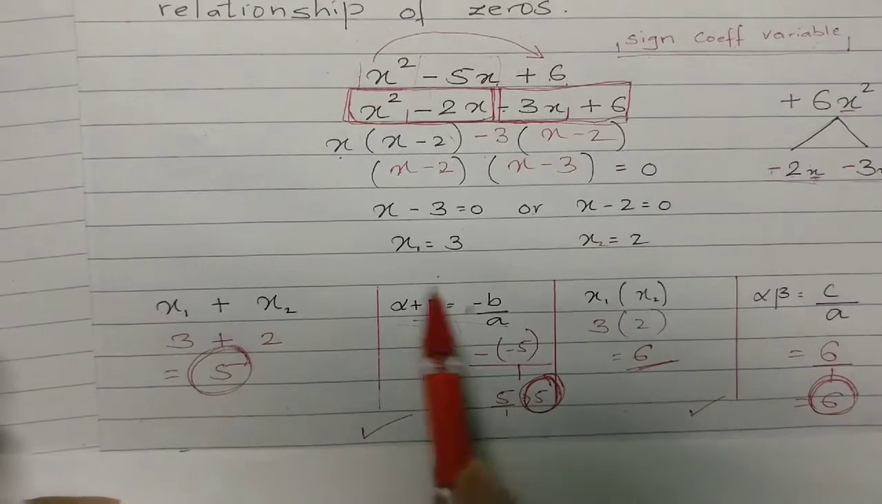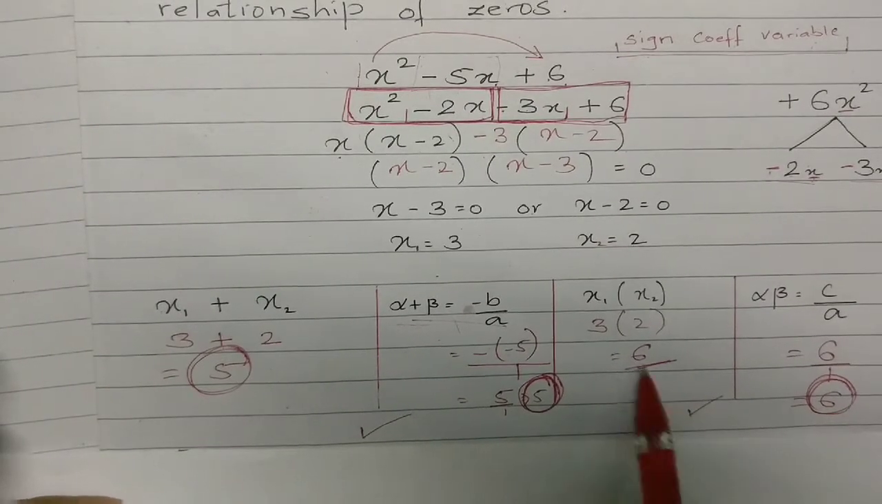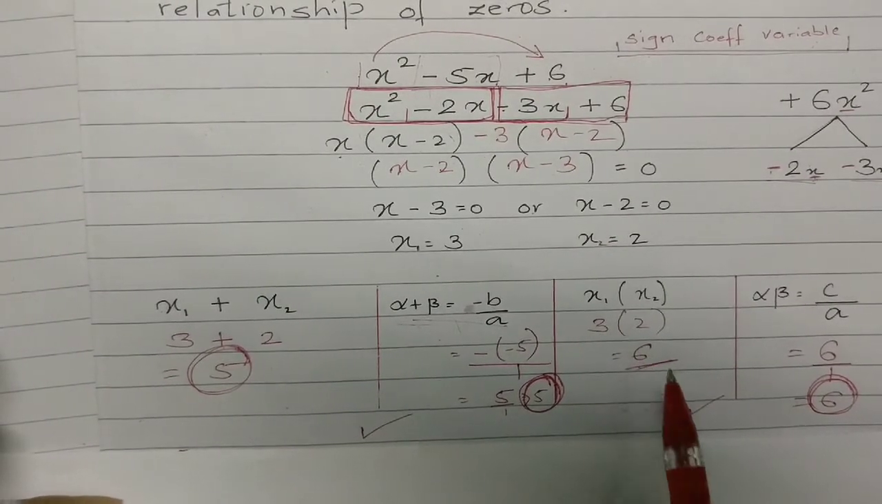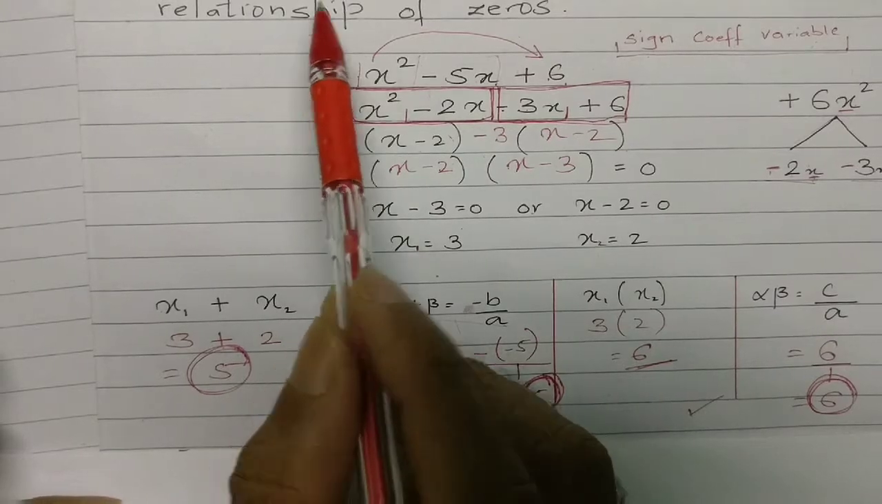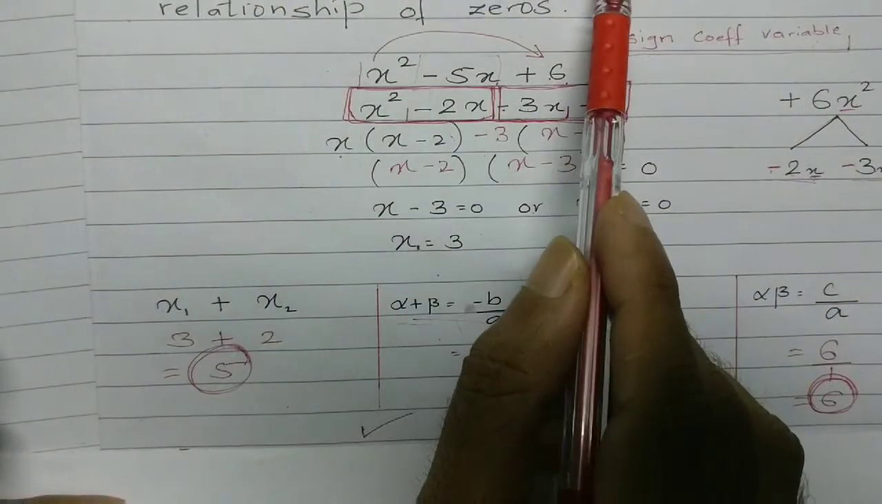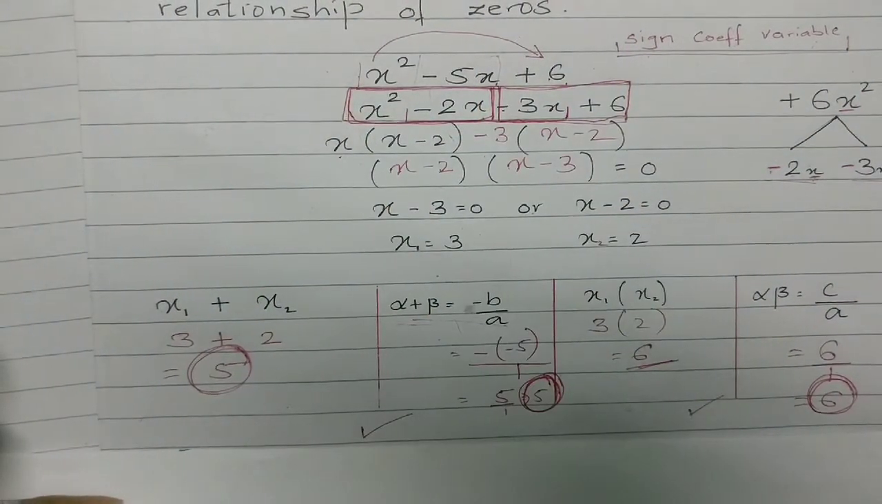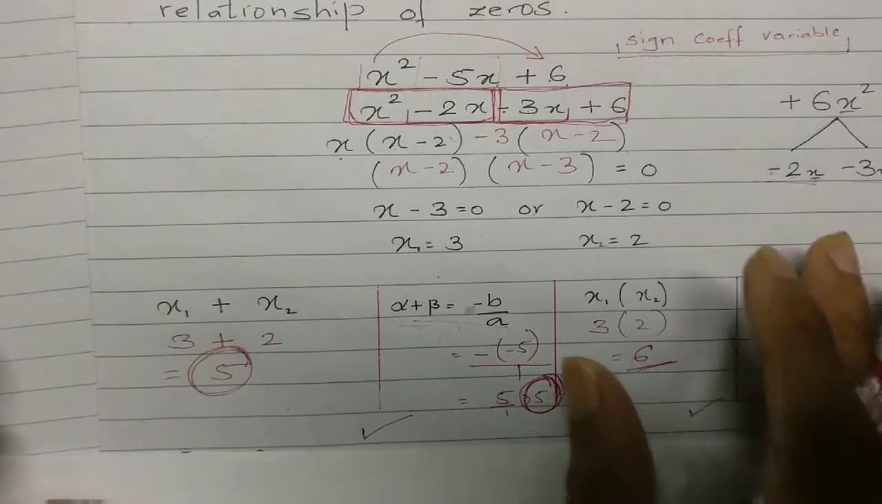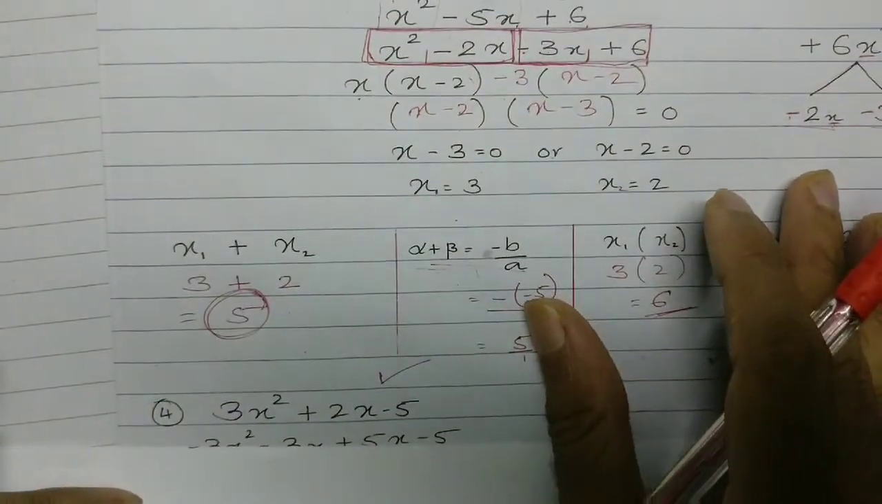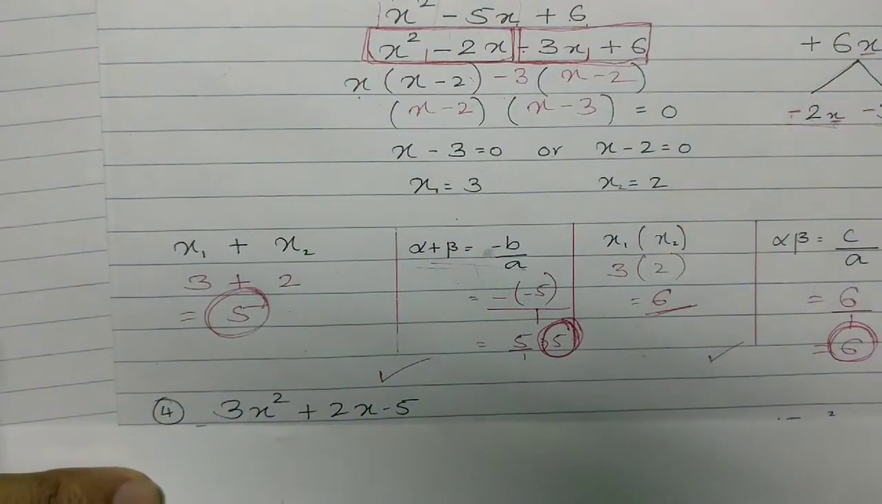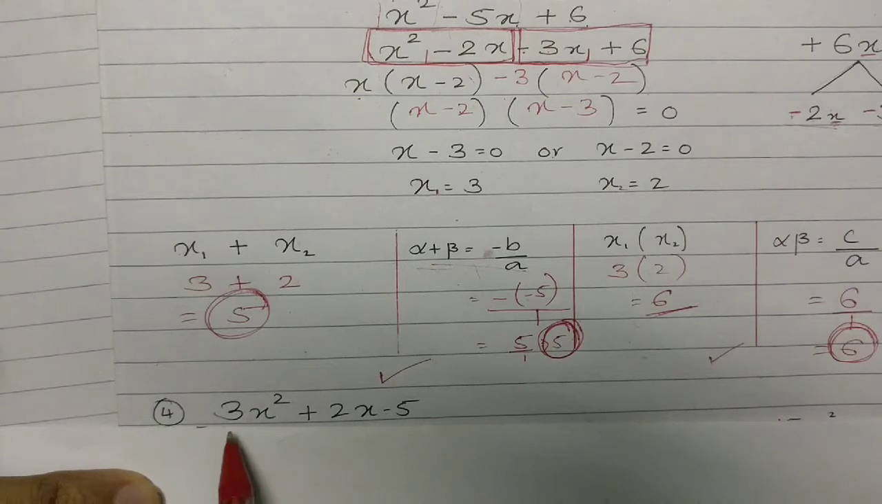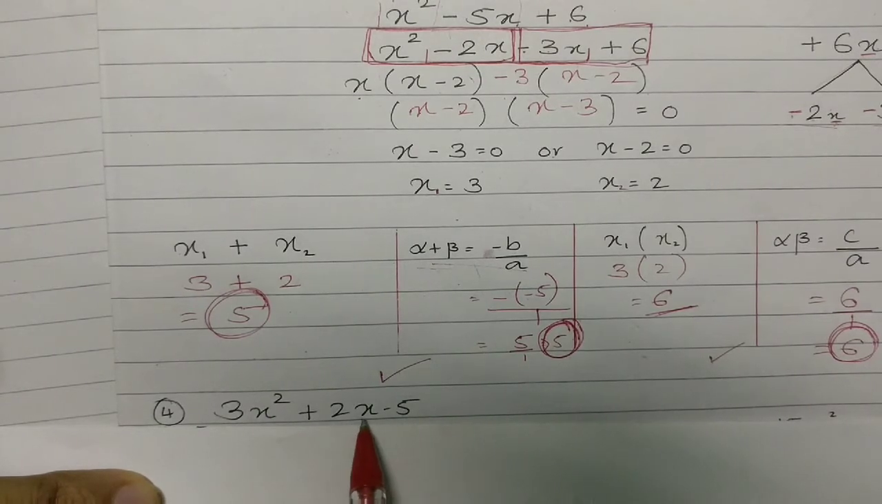Okay. So sum of zeros verification and product of zeros. This is nothing but this problem of finding the zeros of the polynomial and verifying the relationship. Now for practice, you can solve this question which I have written over here, 3x square plus 2x minus 5.